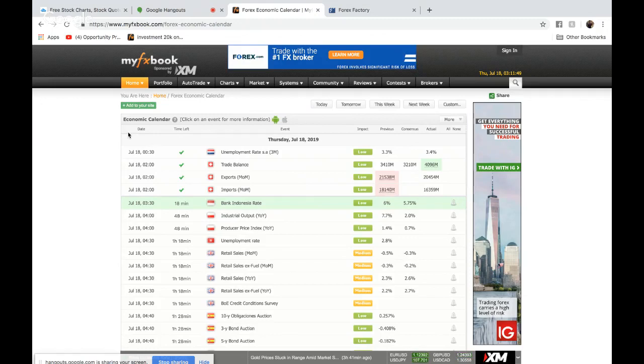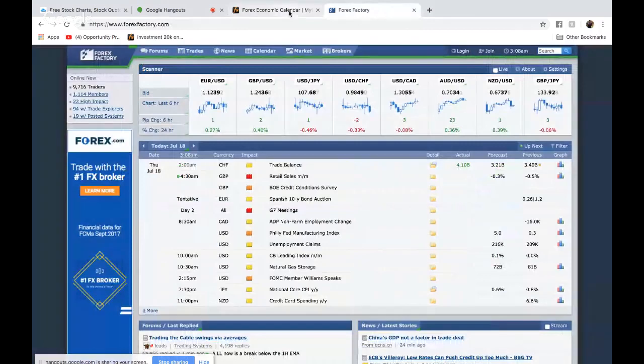So let me just grab my mouse real quick, because you're going to notice aside from me checking out the news calendar on MyFXBook, I also have Forex Factory up, because from time to time you may see that some news events might show on one, meanwhile they might not show on the other.